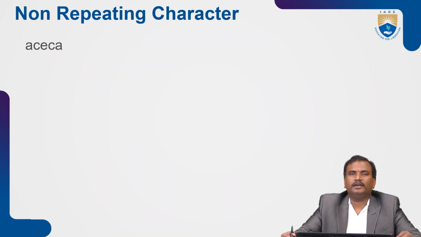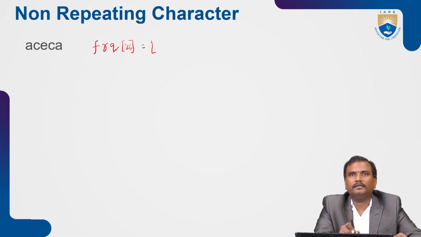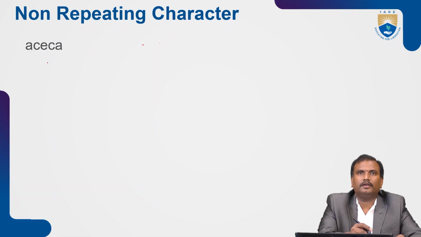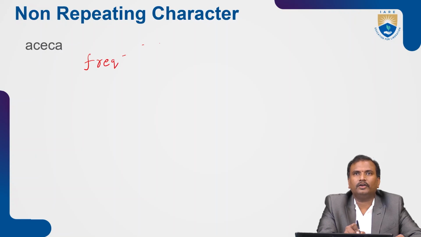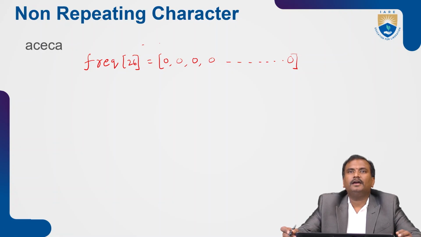Now how we can proceed here is, let us consider a frequency array. We are going to take a frequency array with 26 elements, all assigned with zeros. This is the way: first we take the frequency array, with all the values given as zeros.